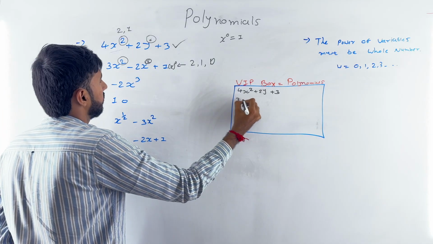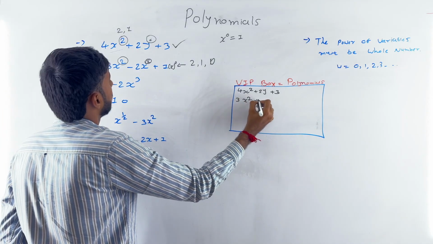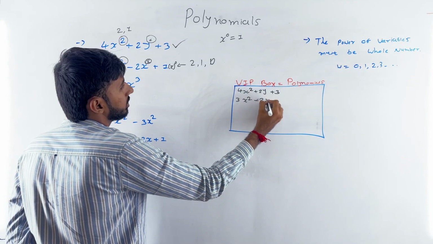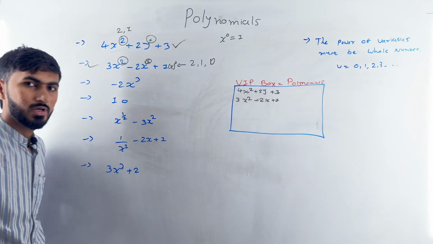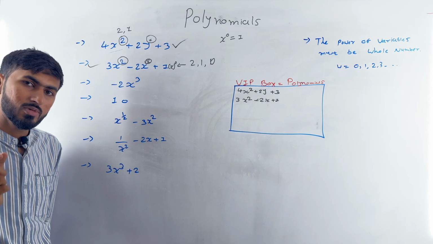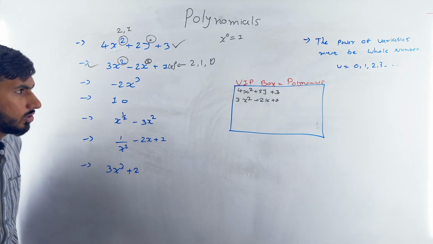I can write it in the box: 3x square minus 2x plus 1. Right? Very easy. You just have to check the power of variables. If it is a whole number, it is a polynomial.